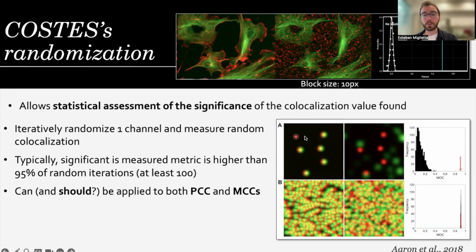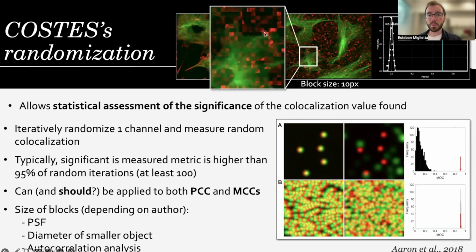One thing to take into account when doing the Coste randomization is that we don't just randomize each pixel individually. Here, for example, if we focus in, we see that it's not individual pixels, but blocks of pixels that are being randomized through the image. That has to do with that in microscopy images, due to the diffraction of the light, the value of one pixel is not independent of the value of its neighboring pixels. So it is better to set some sort of block size to randomize the pixels.